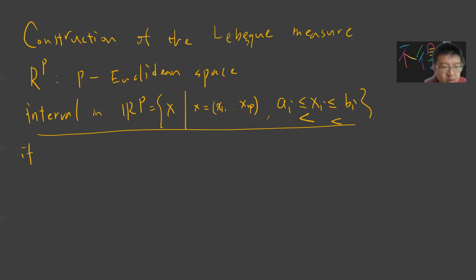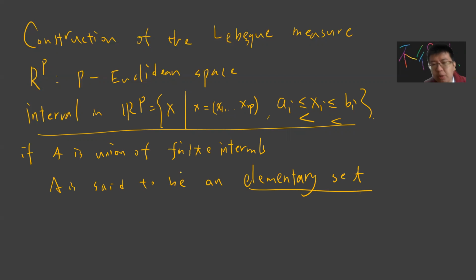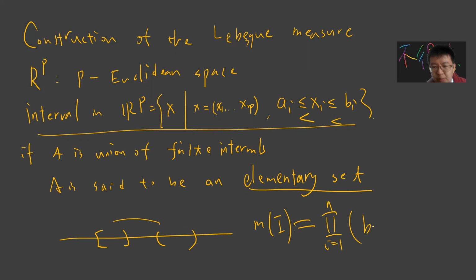So if A is a union of finitely many intervals, then A is said to be an elementary set. What is an elementary set? An elementary set is defined to be a finite union of open or closed intervals. In one dimension, a union of two such intervals is an elementary set. For an interval I, I define its volume, or measure, to be the product of (bi minus ai), i from 1 to p. So it's the standard volume.